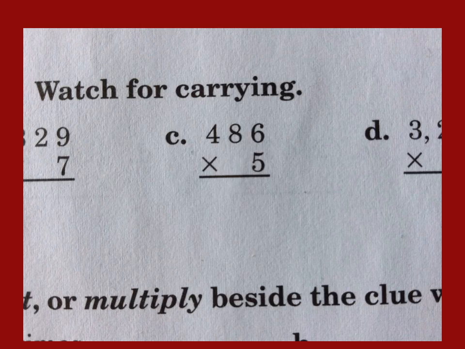C, 5 times 6 is 30. Put a 0, carry the 3. 5 times 8 is 40. Plus the 3 on top would be 43. Carry the 4. 5 times 4 is 20. Plus 4 more would be 24. Count 3 places over, and that's where your comma will go. 2,430.